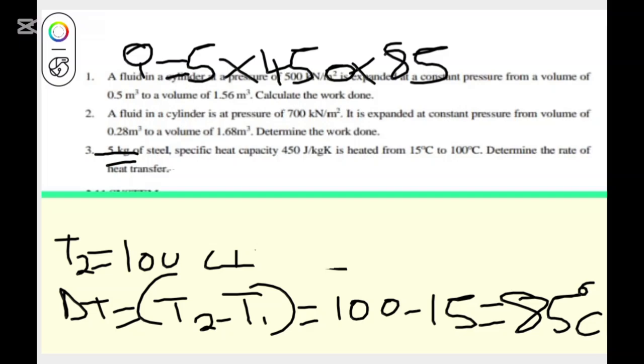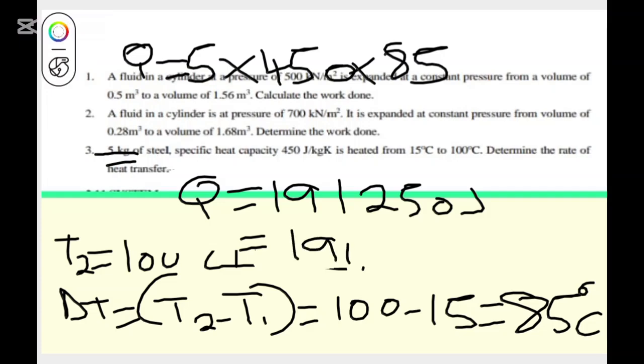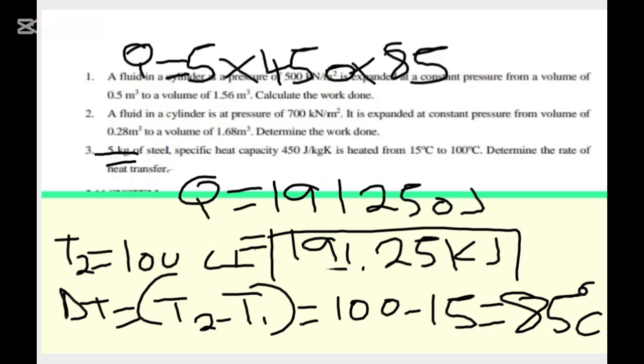So therefore the value of Q should now be equal to 191250 joule, and this is the same thing as saying 191.25 kilojoule. So this is the solution in kilojoule.